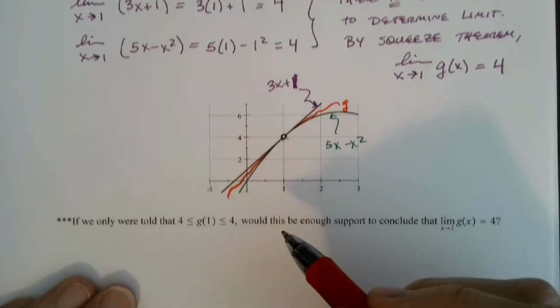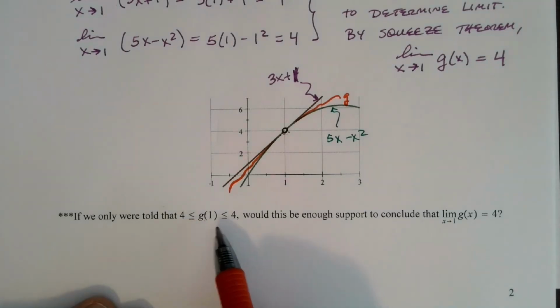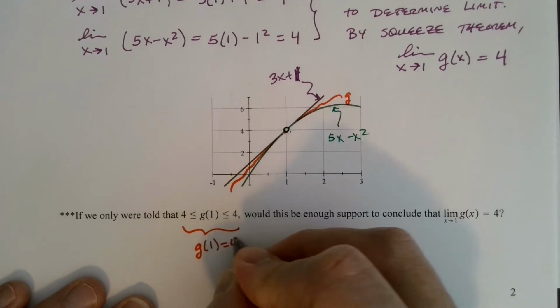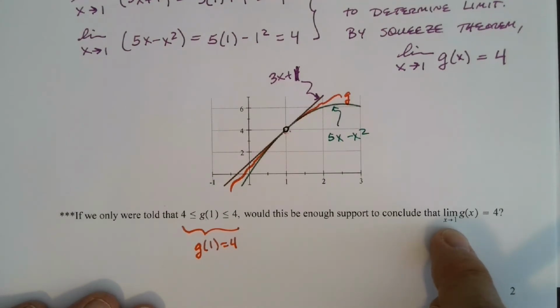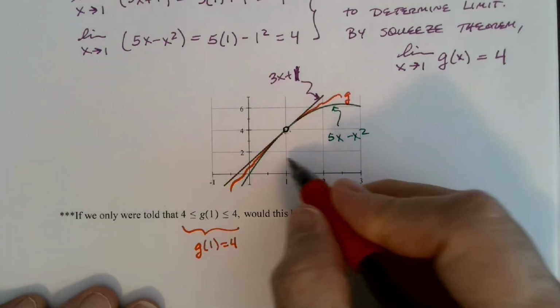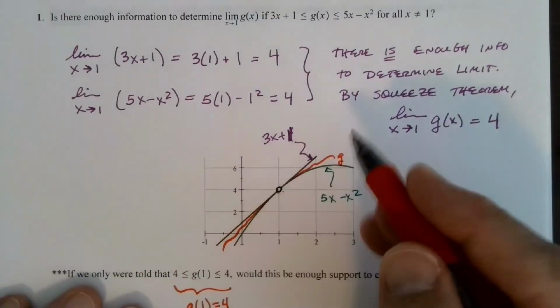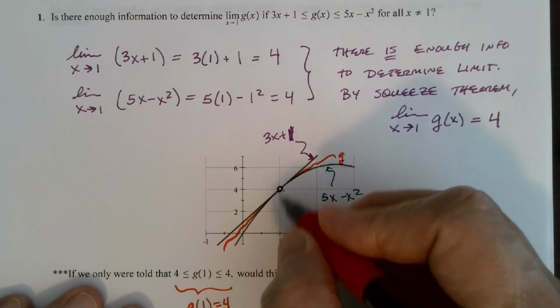Okay. Now, notice if this was the only thing that we were told, that g of 1 was between 4 and 4, which basically means that g of 1 equals 4, right? That is not sufficient to support the conclusion that the limit as x approaches 1 of g of x is 4. That is not sufficient. Okay? G of 1 doesn't even have to be defined. G of 1 could be anything. I can still have all of this be true, and I can have g of 1 defined to be 2. I can put a point down here. It's not what's happening at 1.